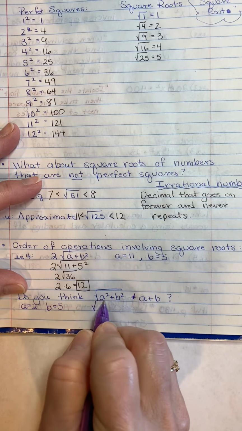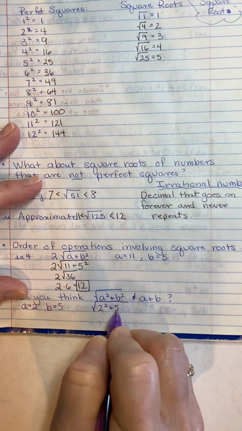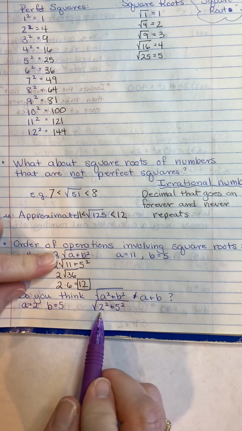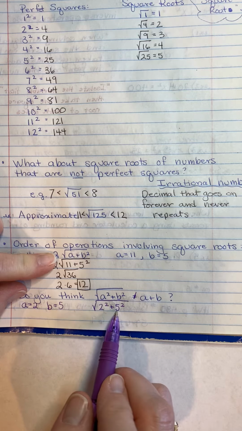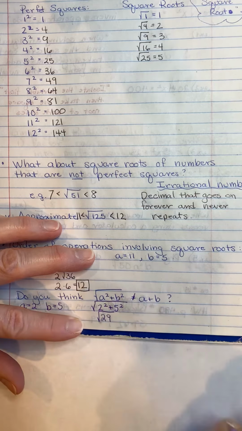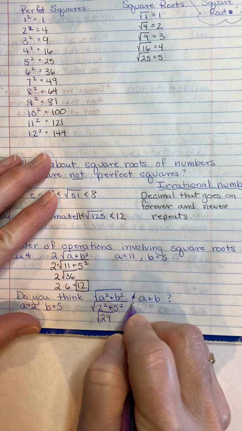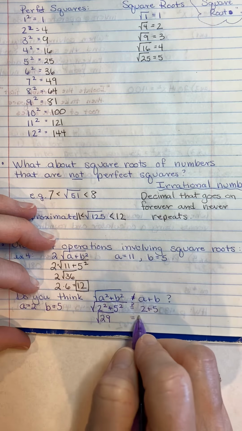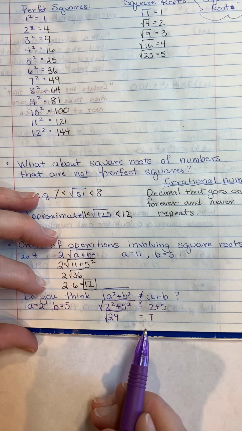So if we substituted those values in, 2 squared plus 5 squared, remember how we solved this with the order of operations, we'd have to square 2, which is 4, and square 5, which is 25. 4 plus 25 is the square root of 29. Meanwhile, over here, is this equal to a plus b, 2 plus 5? 2 plus 5 is 7. Is the square root of 29 equal to 7? That's not even close, is it?